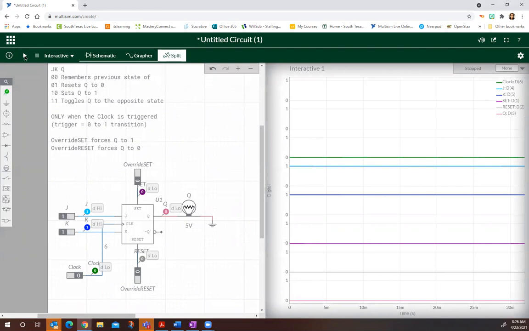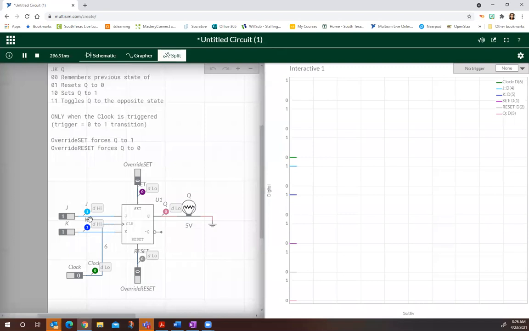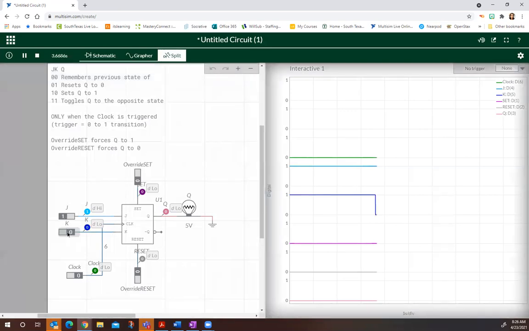Let me begin by pressing start the simulation, and you'll see that at the moment, my switches are set to 1, 1 on the flip-flop, and my clock is set to 0. My overrides, for the moment, I'm not going to activate them. As you can see, they're both set to 0. So let's ignore the overrides for the moment, and let's see how the J and K behavior affects the output Q. Let's start with setting the J to 1 and K to 0.